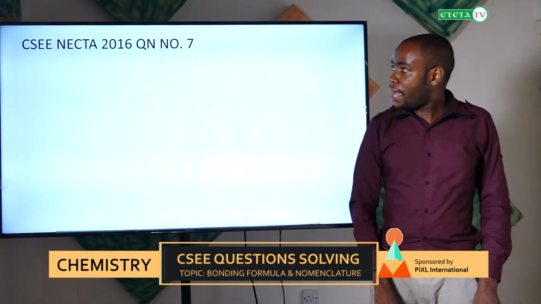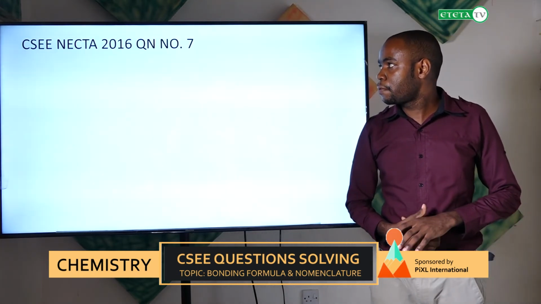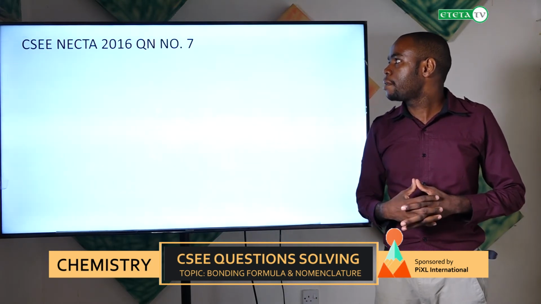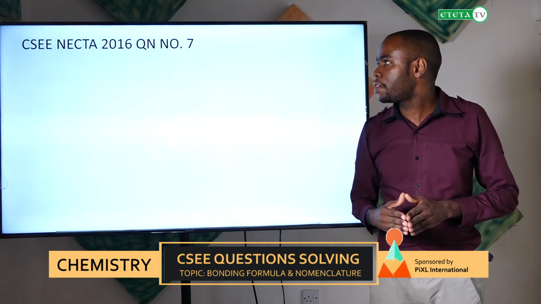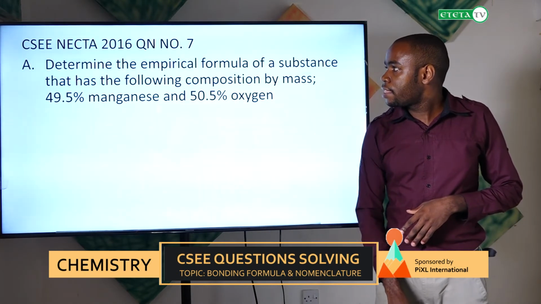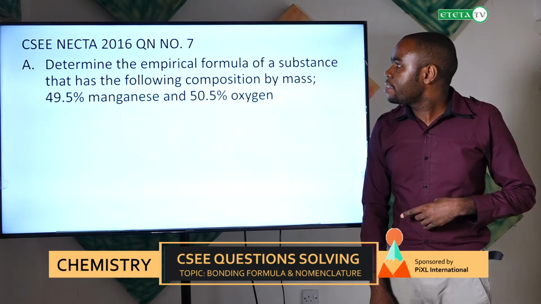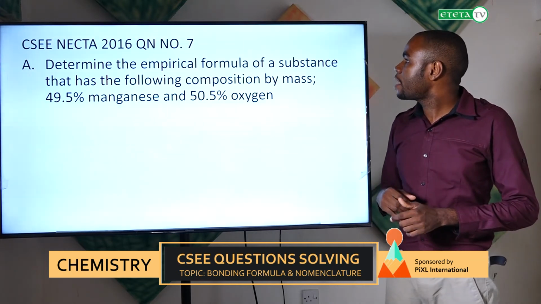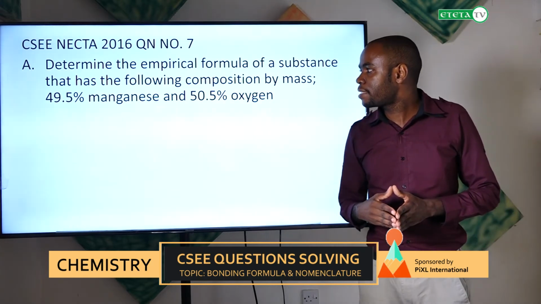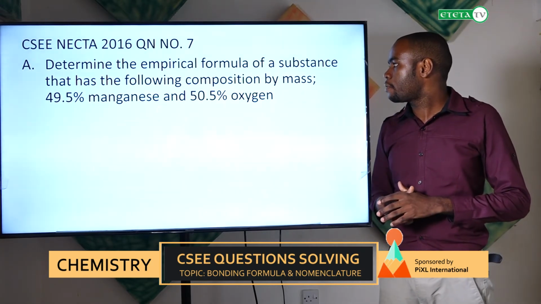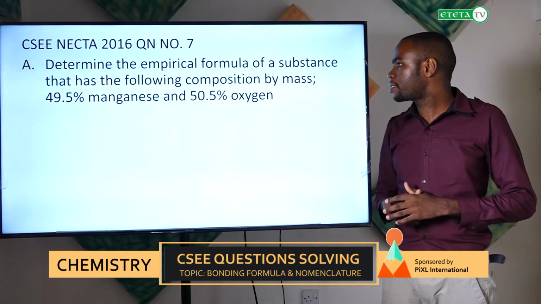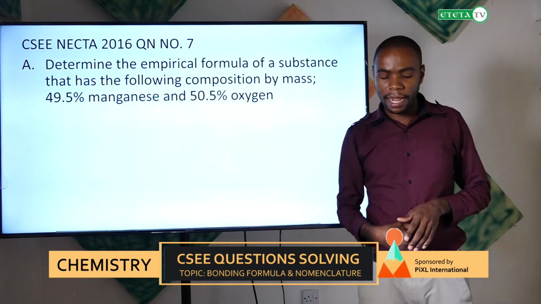Now, the second question which I'm going to solve is from CSEE NECTA 2017, question number 7. A says, determine the empirical formula of a substance that has the following composition by mass: 49.5% manganese and 50.5% oxygen. So here you have 2 elements, manganese and oxygen. What's required here is the empirical formula.